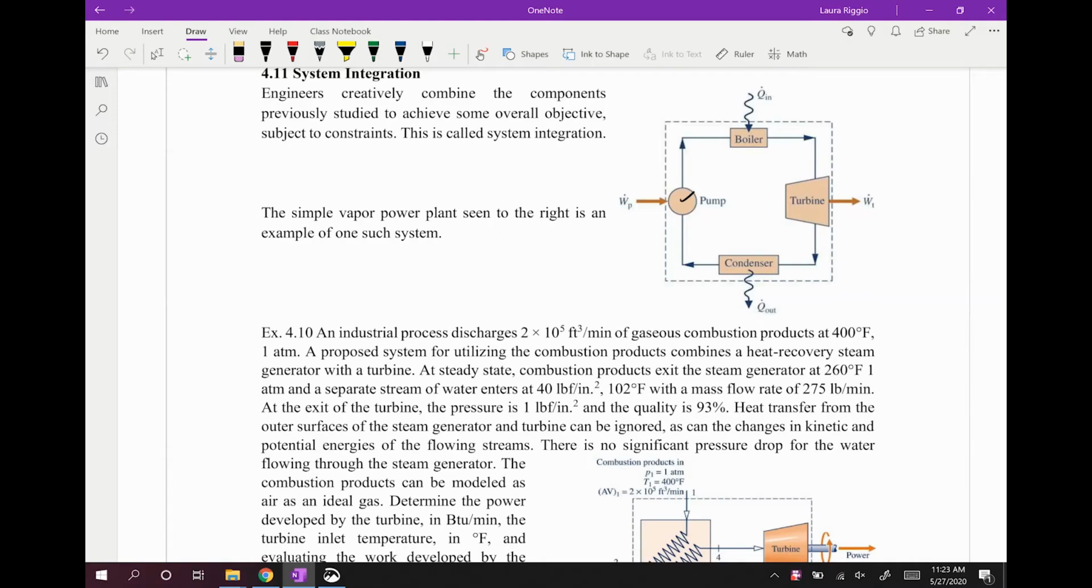In this lecture, we're going to go over system integration, which is what happens when we put all of the individual components that we've been studying together. It's a large part of engineering is we creatively combine components. For example, a vapor power plant, which is used in power generation, seen to the right, is a boiler, a turbine, a condenser, and a pump, which is basically two heat exchangers, a pump, and a turbine.